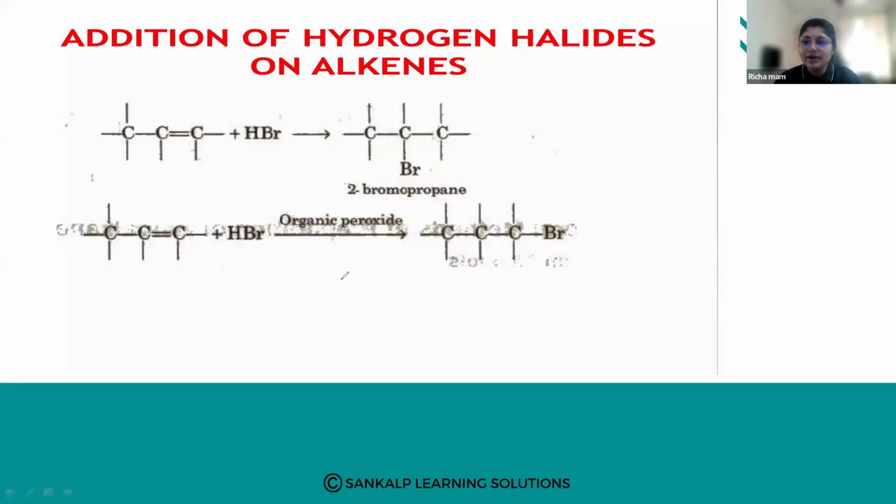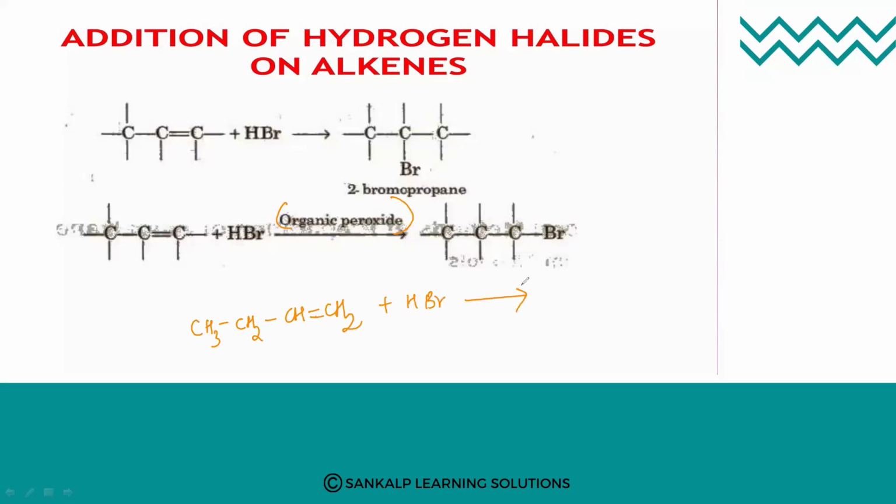Now, what do you mean by anti-Markovnikov rule? Anti-Markovnikov rule will be the reverse of Markovnikov rule. This will occur in the presence of peroxide. Suppose one reaction is given, CH3, CH2, CH double bond CH2. Ma'am, once again tell me the anti-Markovnikov rule. Anti-Markovnikov rule is the reverse of Markovnikov rule.